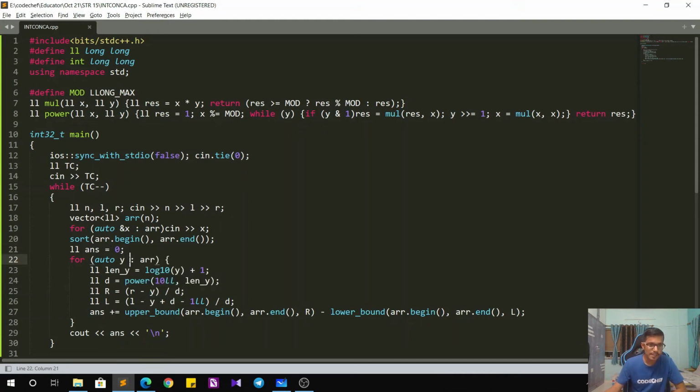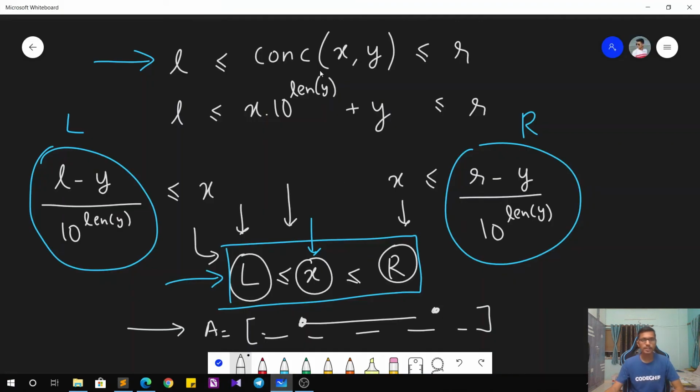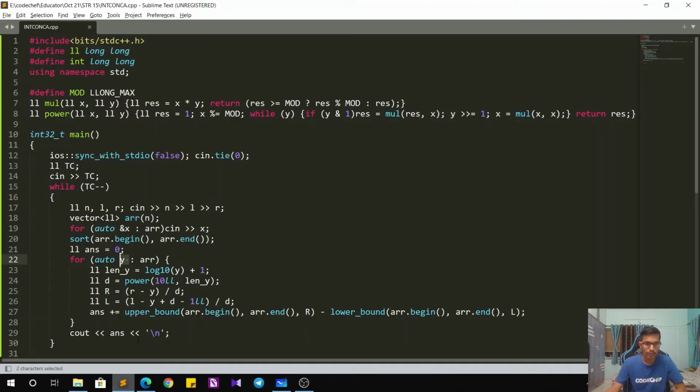So I have kept the same nomenclature as we discussed over here, that is x and y, so that it's easy for you to understand. So there we have, I have fixed my y. Now how to calculate length of y? This is again another trick. Length of y is basically log of y to the base 10 plus 1. Why this works? Again, just take 4 or 5 examples and you will see how this works. Alternate way is converting y to a string and then calculating its length using the inbuilt method. But this also works. You can use this as well.